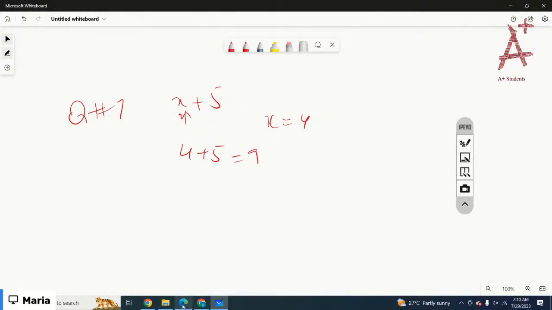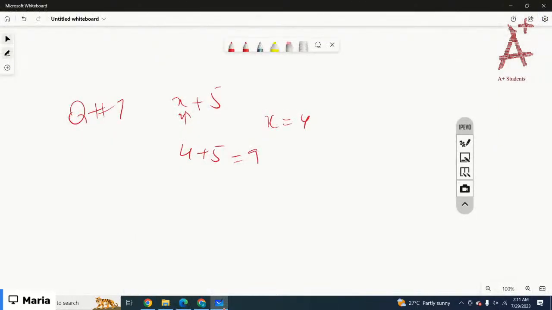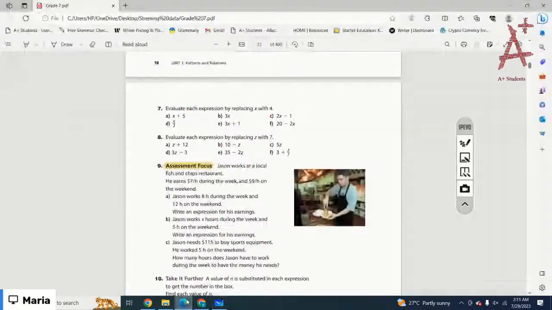Okay, the next one is the e part, 3x plus 1. So you have to do the same thing, just replace the x by 5. So it would be 3 times 5 plus 1. 3 times 5 is 15 and 1, 16. So the correct option is 16. Okay, you can do the rest of the parts by yourself.